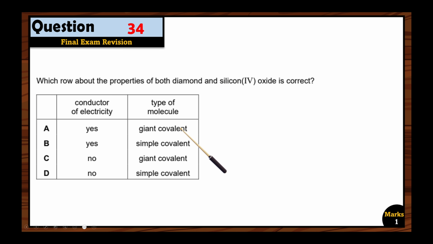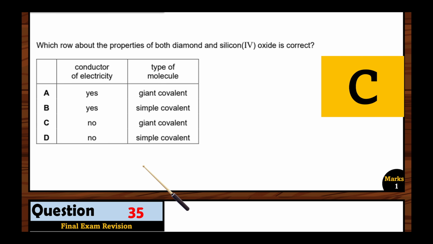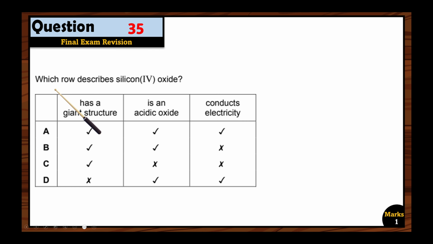Now, what about the type of molecule? Are they giant structures or simple covalent? Of course, they are giant. Diamond is a giant structure. Silicon oxide is also a giant structure. So, which option is right? Option C. Question 35. Which row describes silicon oxide? Has a giant structure? Yes. So A, B, C are all right. D is rejected.